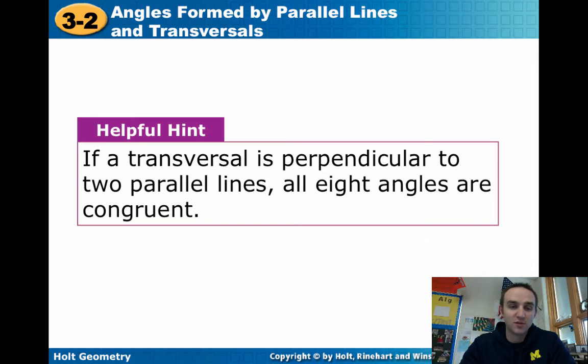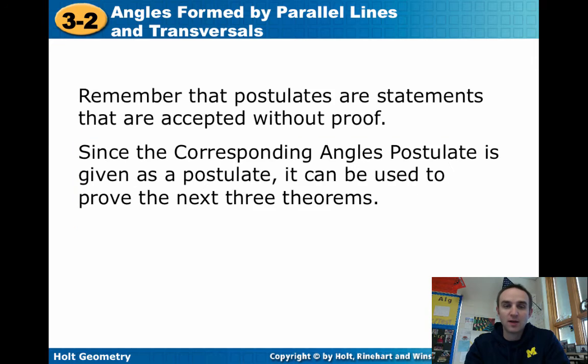Here's a hint. If a transversal is perpendicular to two parallel lines, all 8 angles are congruent. They're all 90 degrees. That's the only time you will have all 8 angles being the exact same. Again, a reminder: we've got postulates and theorems. Postulates are statements that are accepted without proof. Corresponding angles was a postulate, which means we can use it to prove other things. We're going to use that to prove our next 3 theorems. We're not actually going to walk through that, but we could if we wanted to.